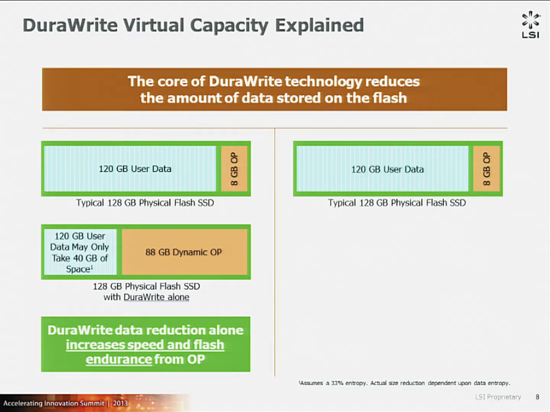So let's look at what happens when you run it through Dura-Write virtual capacity. Take exactly the same drive, still 128 gigabytes, 120 gigabytes of user data, 8 gigabytes of over-provisioning.